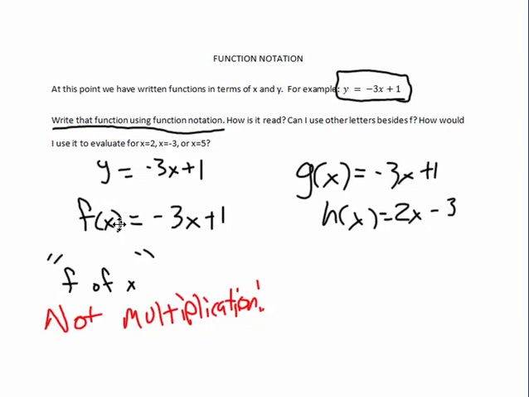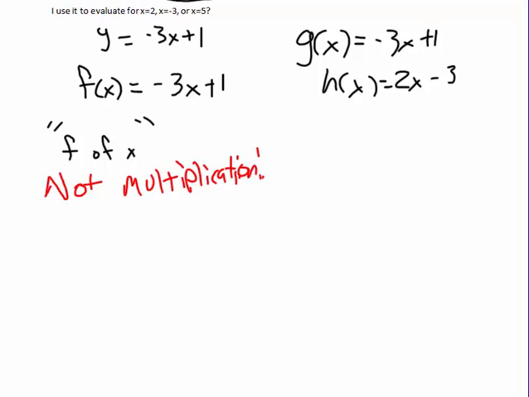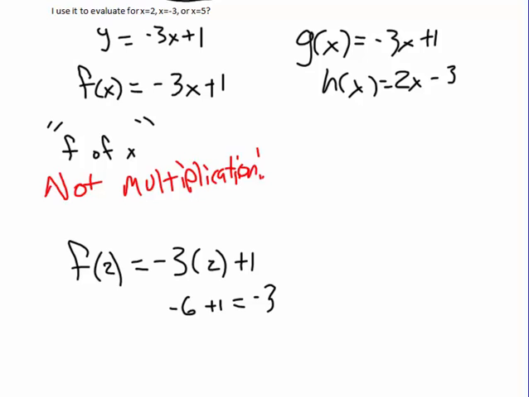So now how can we use this notation to evaluate when x equals 2 or x equals negative 3 or x equals 5? Well, this is the neat part about function notation. This is why I like function notation so much. So if x equals 2, notice here's x, so I would say f of 2 equals, and notice I replaced this x with 2, so I need to replace that x with 2 as well. So negative 3 times 2 plus 1. And that's negative 6 plus 1, which is negative 5. So my x value is 2, and my y value then becomes negative 5.